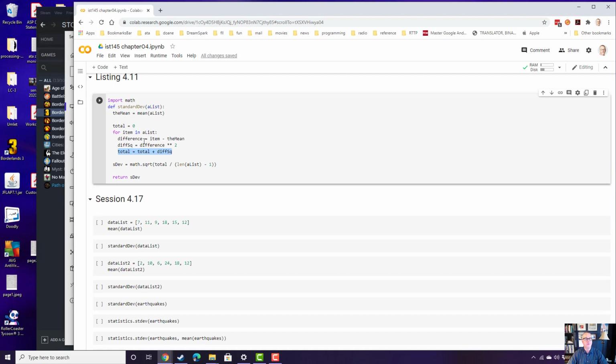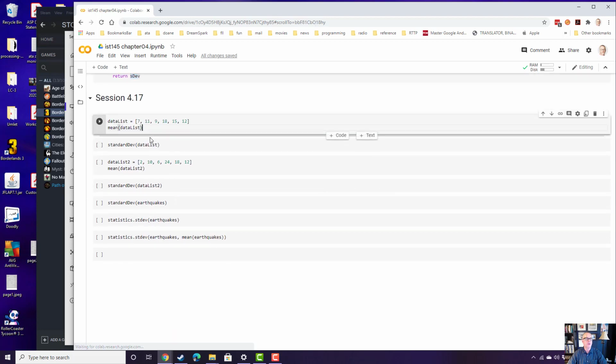After the for loop is done, then I take that total, divide it by n minus 1. So I did have a typo in my slide. It should be the len of the list minus 1. And then with the math module, take the square root of that. Finally return that back.